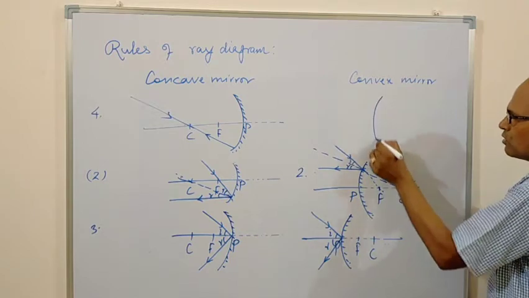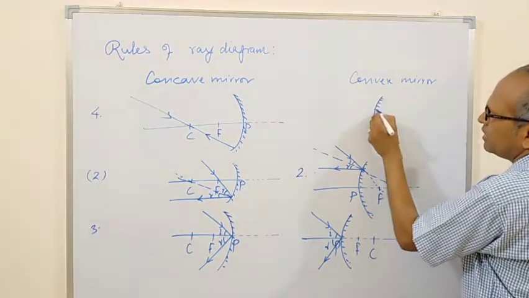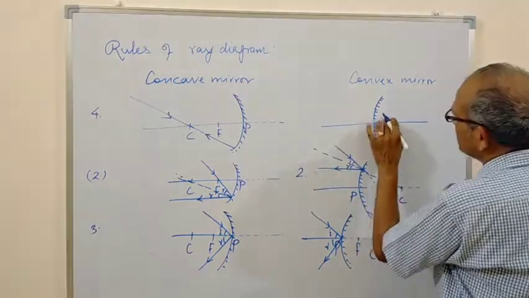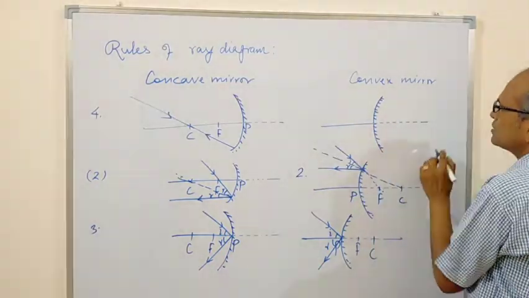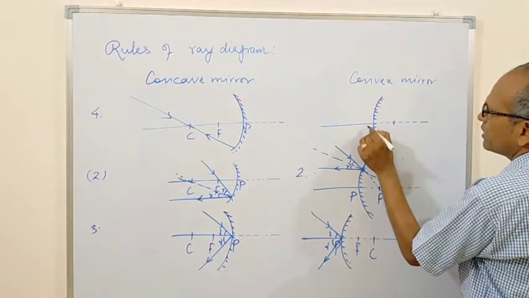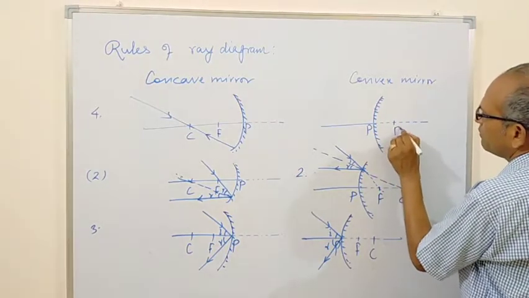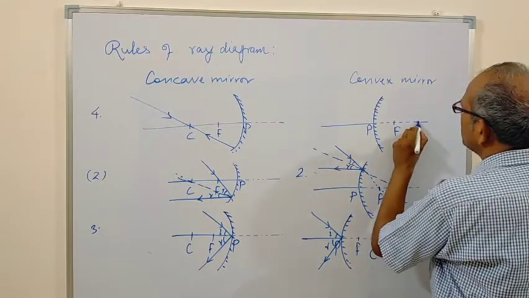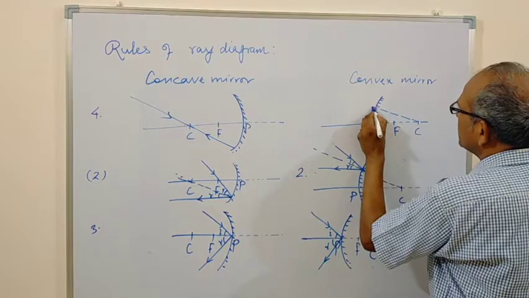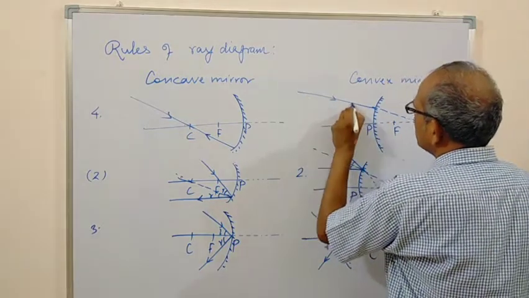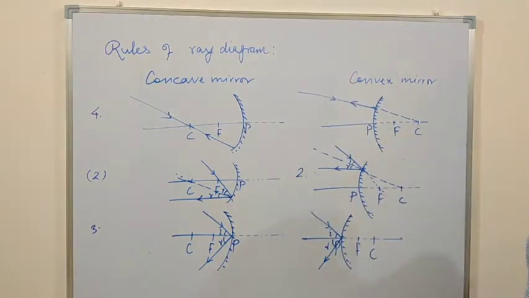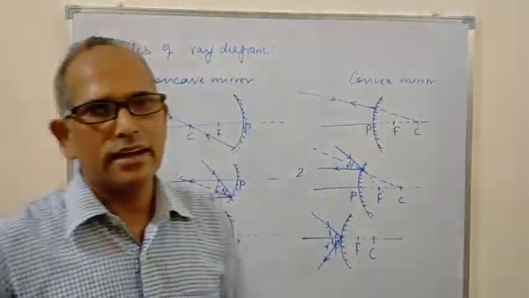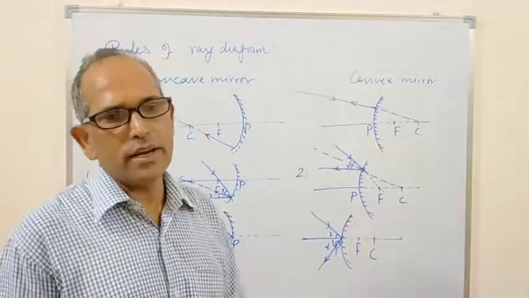In this case also, if I take one convex mirror, then what will happen? If the ray of light is incident such that it appears to pass through the center of curvature, with this the pole, this F, and this at equal distance C, then it also traces its own path. So these are the four rules of ray diagram for spherical mirrors.